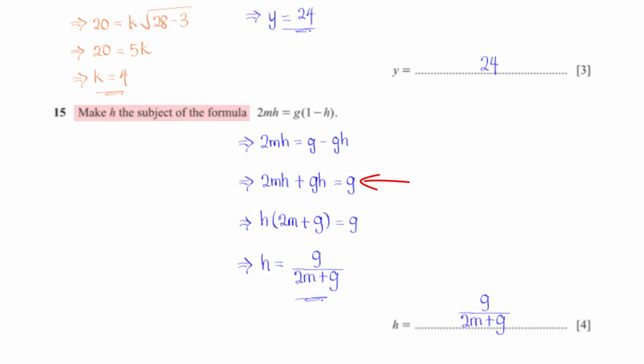And so when we factor out h, we are left with h into brackets 2m plus g equals g. And when we make h the subject, 2m plus g, which is multiplying h on one side of the equation, goes to the other side of the equation to divide g. And so we are left with a final answer of h equals g divided by 2m plus g.